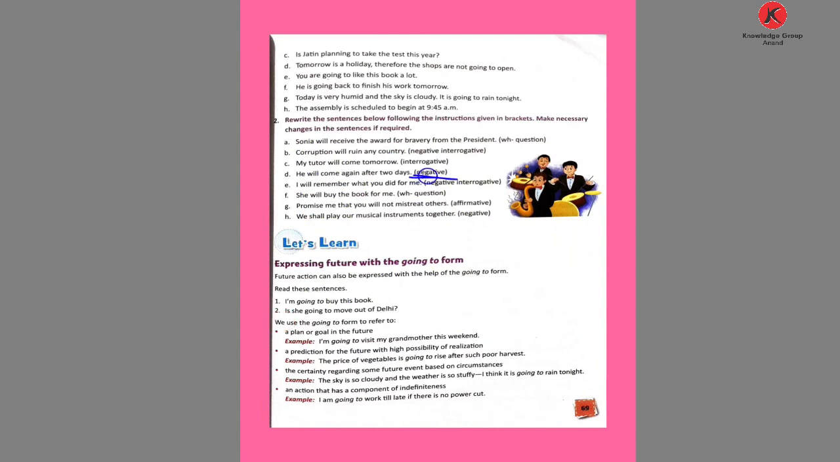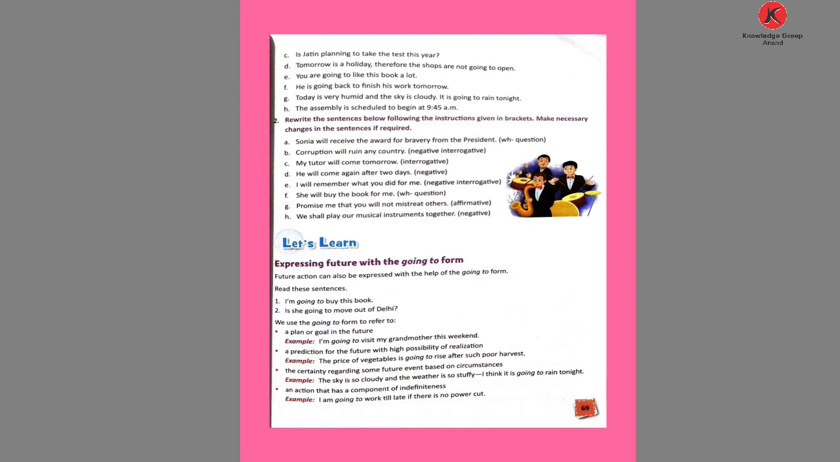Then negative. In negative we only need will and come. So will, then write not. Okay, then the verb come remains the same. So after will you only add not. He will not come again after 2 days. Okay, this is the negative sentence.